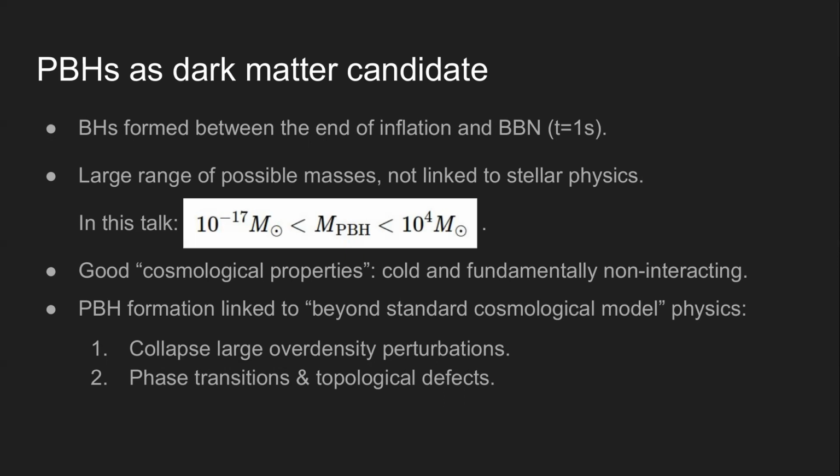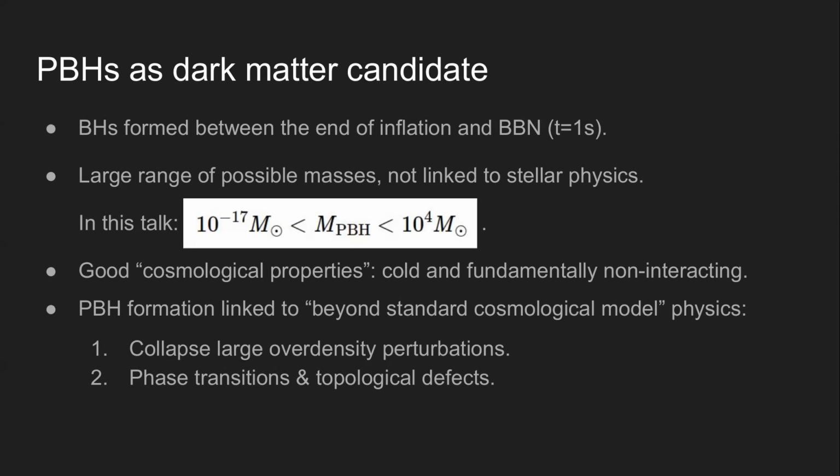And if you consider black holes that didn't evaporate by now, you can have black holes that are as light as 10^-17 solar masses to black holes that are as heavy as 10^4 solar masses. And the majority of this mass range is not compatible at all with stellar evolution.